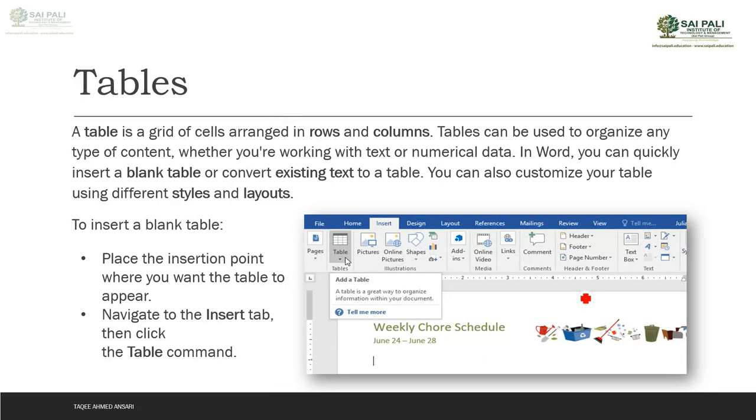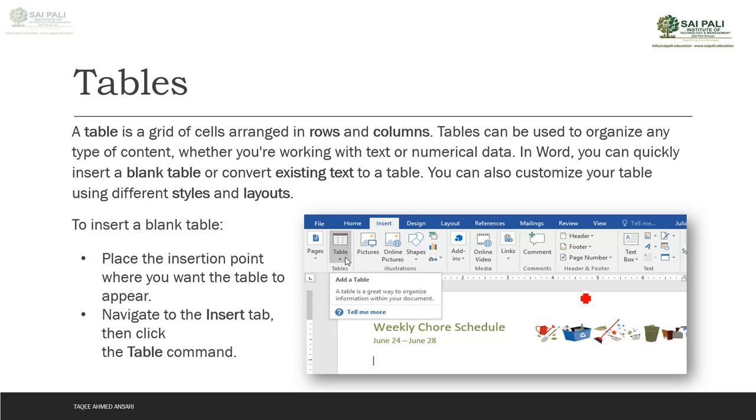Next thing is table. Now a table is a grid of cells arranged in rows and columns. Tables can be used to organize any type of content, whether you are working with text or numerical data. Now in Word you can quickly insert a blank table, or even convert existing text to a table. You can also customize your table using different styles and layouts.